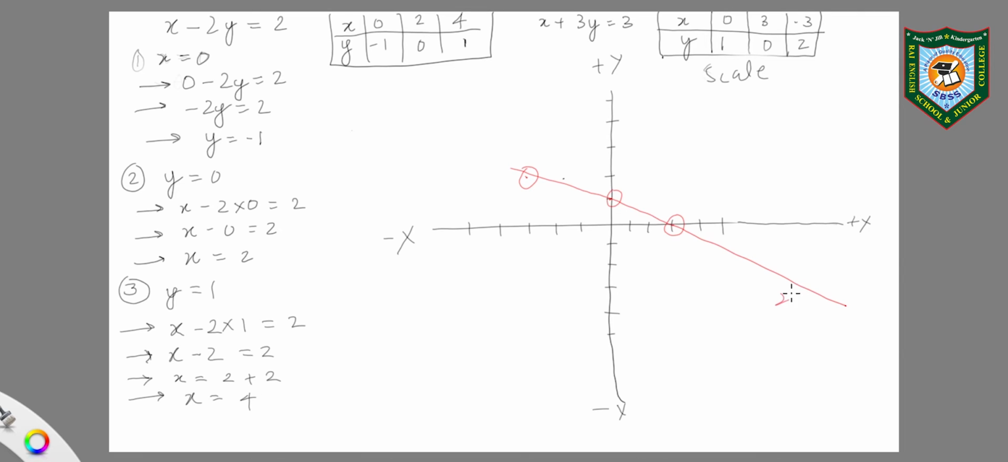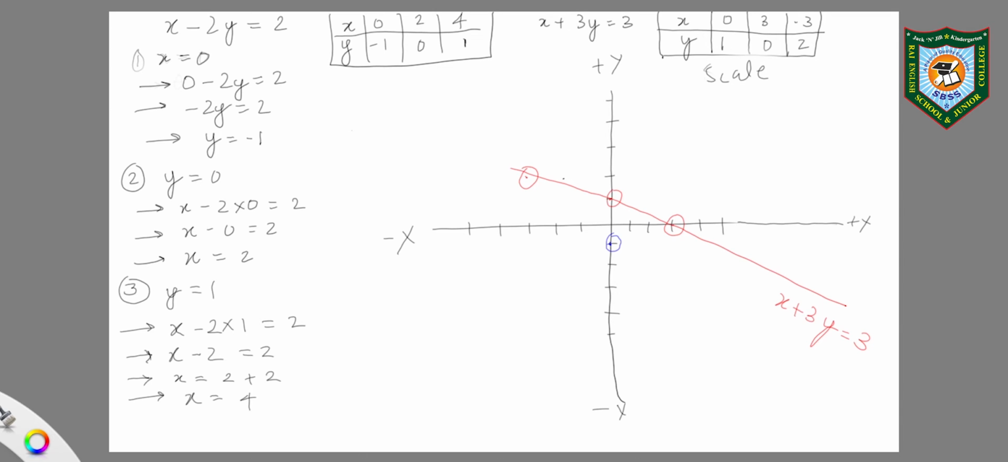This is x plus 3y is equal to 3. Now we are going to plot a graph for our new equation, which is x minus 2y is equal to 2. So first point, x is 0, y is minus 1. So this is my first point. Y is negative 1, so we go towards the negative y-axis.